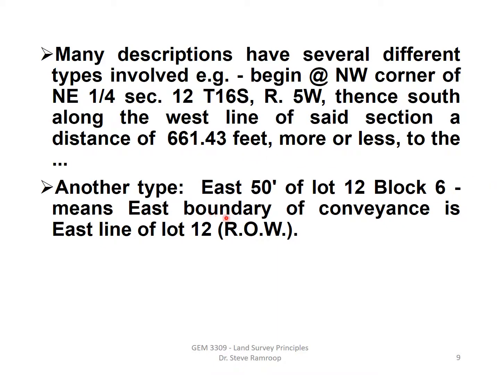Another type is, for example, the east 50 feet of Lot 12, Block 6. This means that the east boundary of the conveyance is the east line of Lot 12.